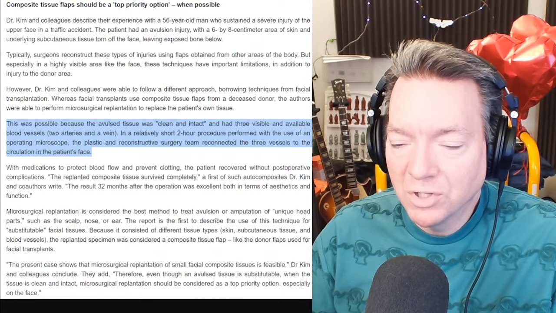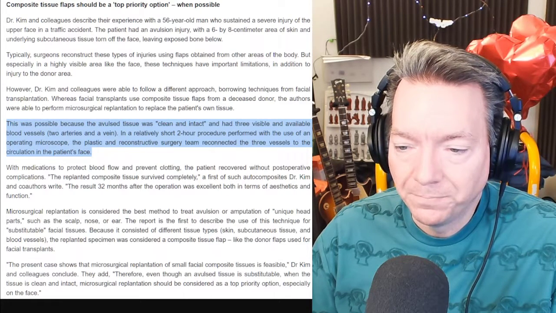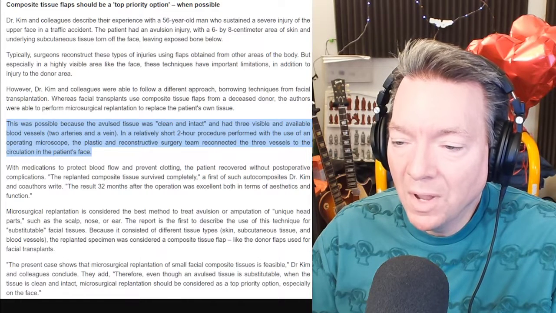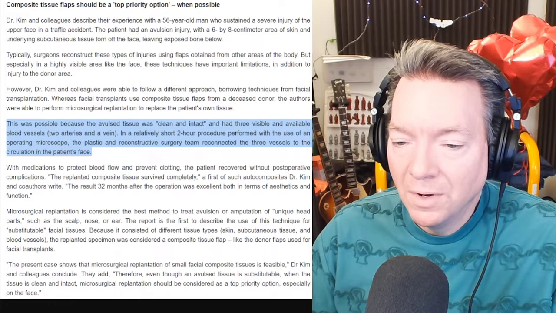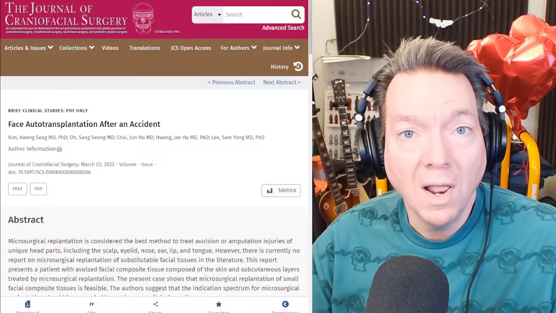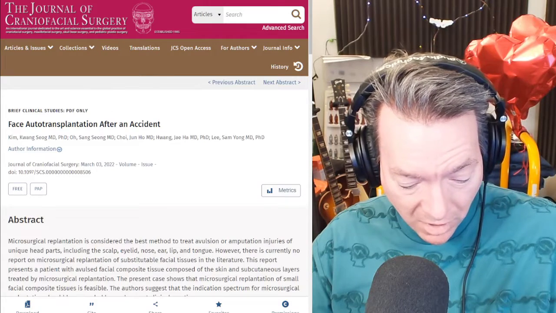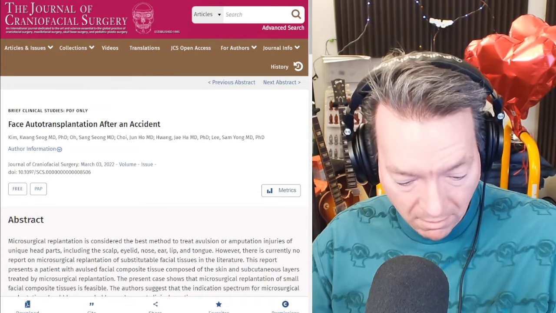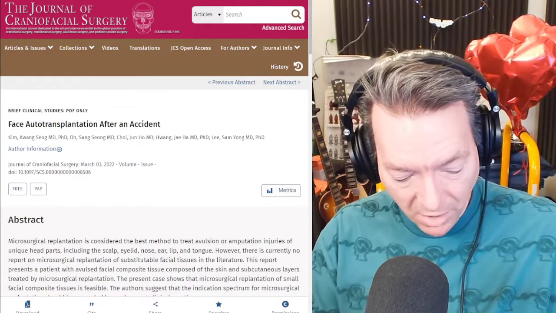The present case shows that microsurgical replantation of small facial composite tissue is feasible. Therefore, even though an avulsed tissue is otherwise unusable, when the tissue is clean and intact, microsurgical replantation should be considered a top priority, especially on the face. And who wouldn't want to have their own face back? It's wonderful. And people get injured in cars all day. I will share with you in chat the link to the article.